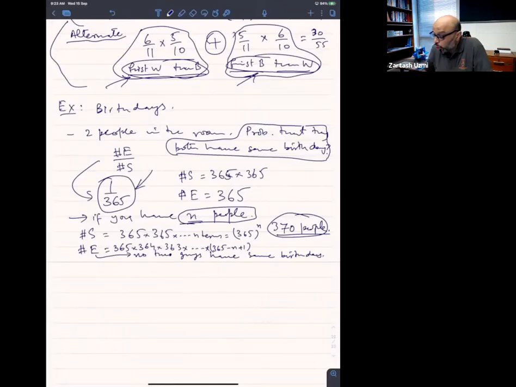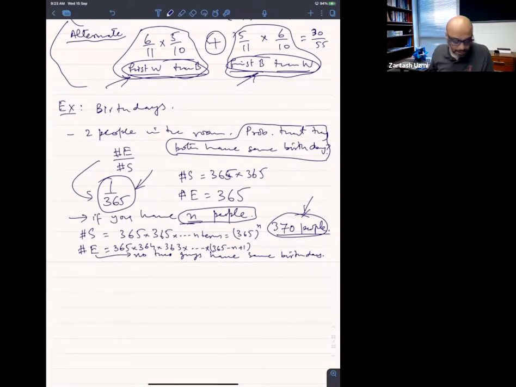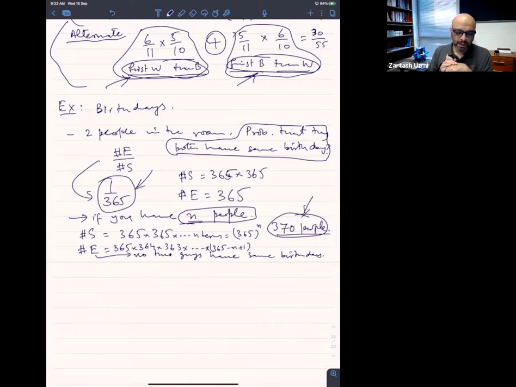If you have 370 people, the probability that everyone will have a different birthday would be 0. Okay? If you have close to 300 people, then very likely two guys will have the same birthday. Very likely that you will find two people who will have the same birthday. The probability that everyone will have a different birthday is going to be a small number.